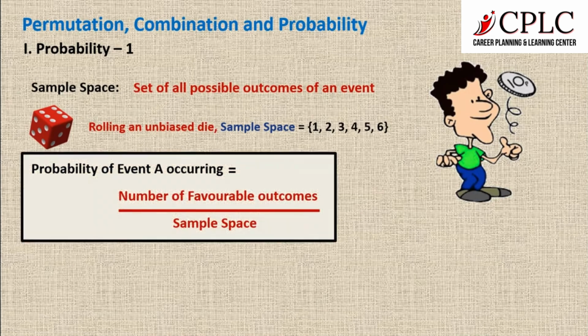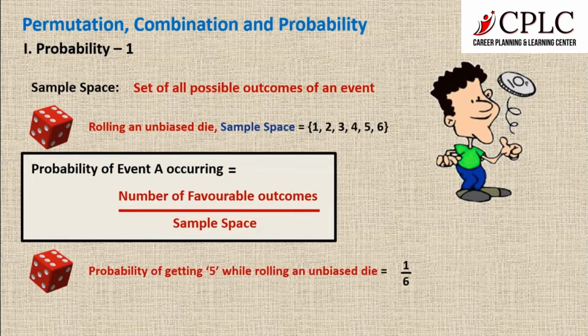So using this formula, one simple example, probability of getting a 5 while rolling an unbiased die. So getting a 5 becomes your favorable outcome. And obviously, getting a 5, there is just one possibility of that. And hence, in the numerator, we have written 1 divided by the sample space. Sample space in case of rolling an unbiased die, you already know it is 6. So the probability of getting a 5 while rolling an unbiased die is 1 by 6.